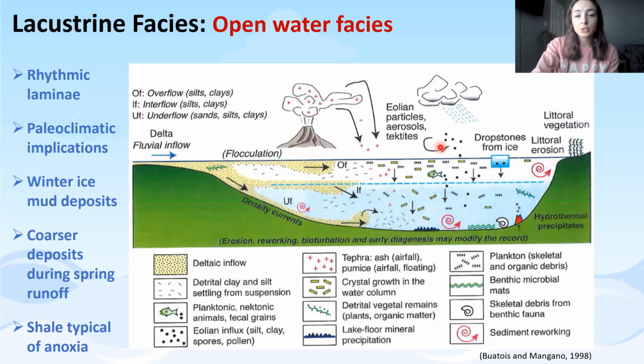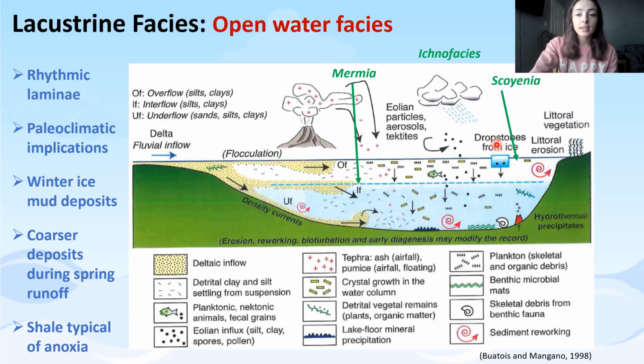Then in terms of nutrients, you have volcanic ash particles, you have aeolian particles, aerosols, etc., bringing nutrients into the lake system. Then you have dropstones from ice causing deposition of dropstones in open lake laminae or varves. Then you have littoral zones where you've got vegetation, erosion occurring, etc. You have rain input as well as the inflow we already discussed. And down here in the sediment, you have erosion, reworking, bioturbation, and early diagenesis, which may modify the rock record.